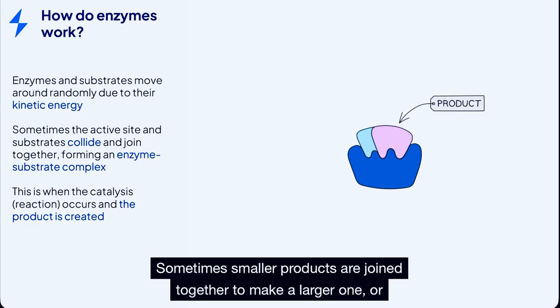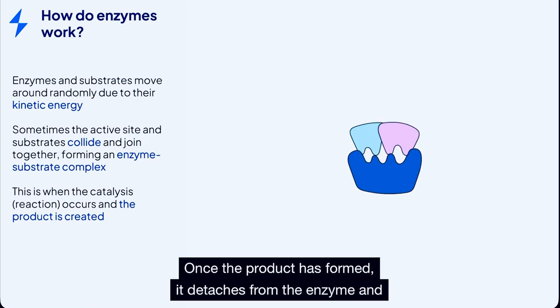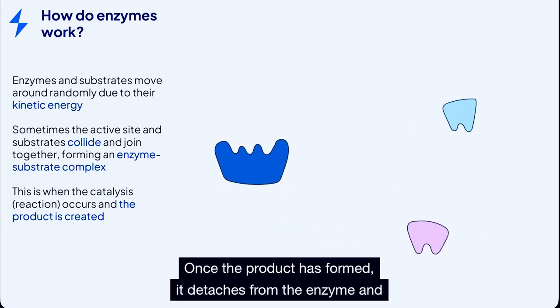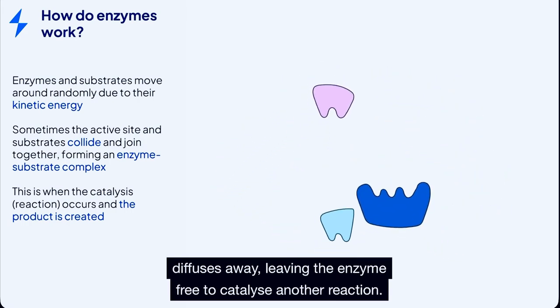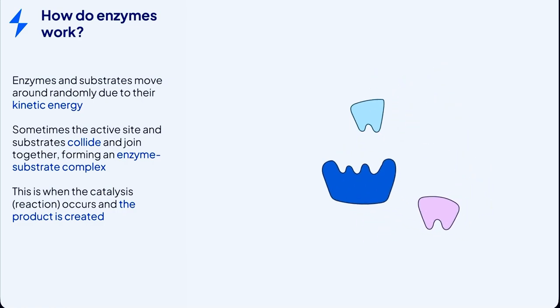Sometimes smaller products are joined together to make a larger one, or in this case, the large substrate is broken down to smaller products. Once the product has formed, it detaches from the enzyme and diffuses away, leaving the enzyme free to catalyze another reaction.